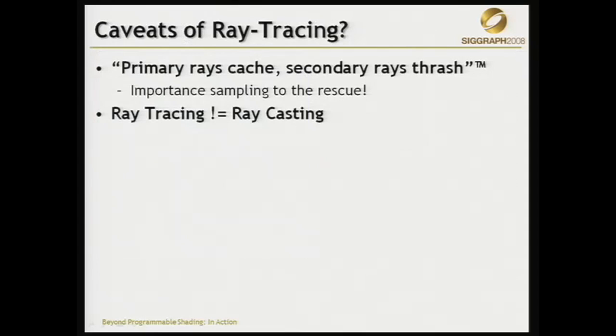Although primary rays have this really nice access pattern, secondary and tertiary rays don't always have coherent patterns. Luckily, importance sampling comes in to help here. However, for the next generation renderer, baking in most of the secondary information is probably preferable.